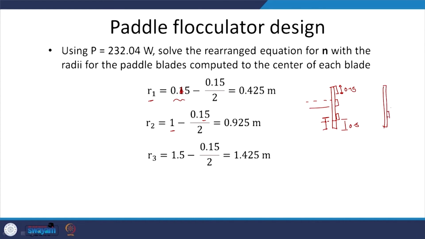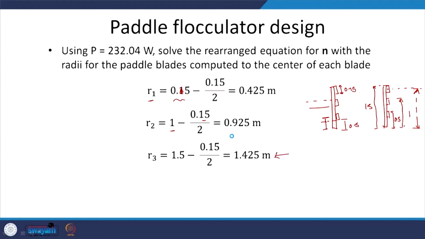I have 3 here, such that the leading edge, I guess this is what they are calling the leading edge. This is 1.5, this is 1 and this is 0.5, and because the width of each is 0.15, 0.15 by 2 will give me this particular distance, 1.5 minus 0.15 by 2, right. So that's what we have here.